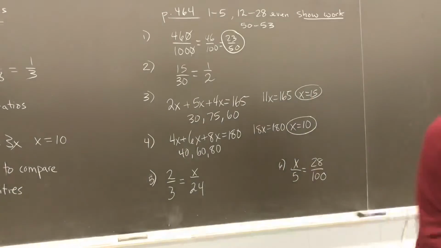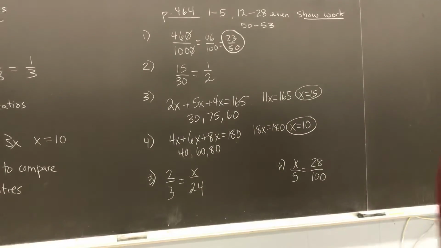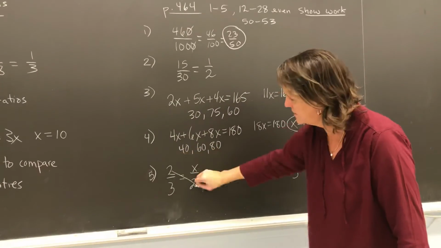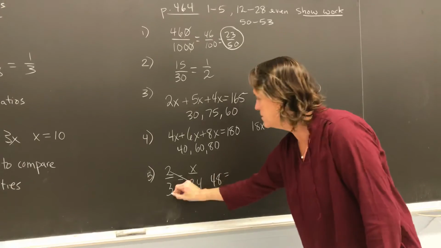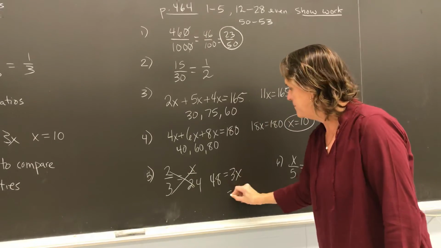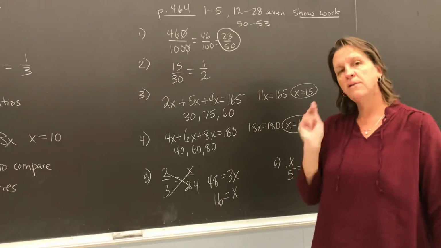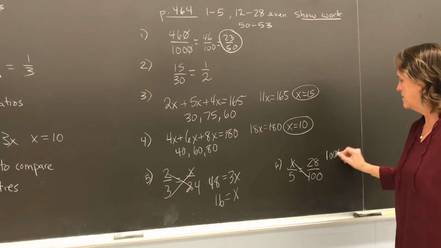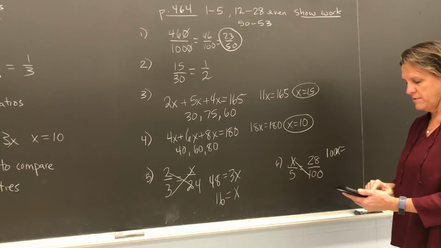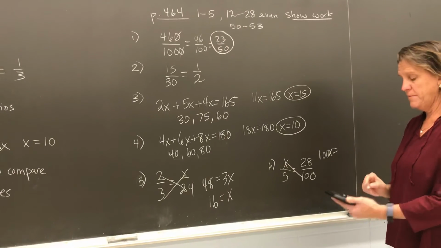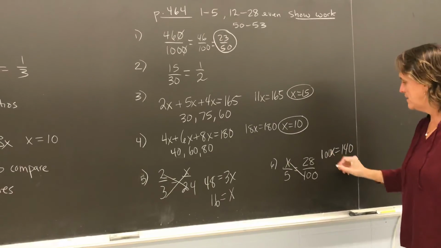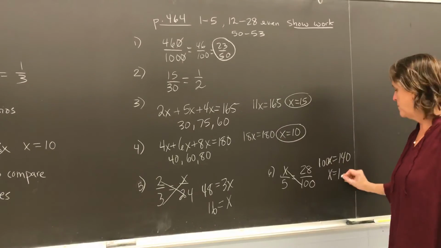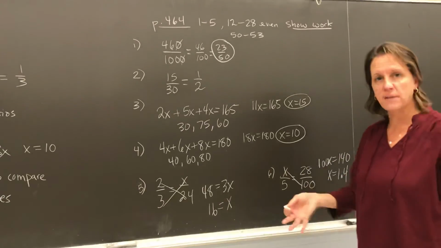All right, then we have 2 more. These are easy. All we're doing is like we did over there, crisscross applesauce. Start at the top left, 48 equals 3x, divide, x is 16. Now you can get decimals and fractions as answers. So let's do this one. I get 100x equals, I don't know what 28 times 5 is. Hold on, 28 times 5, 140. And then divide each side, so 140 divided by 100 is 1.4. Okay, and that's okay to have decimals and fractions.